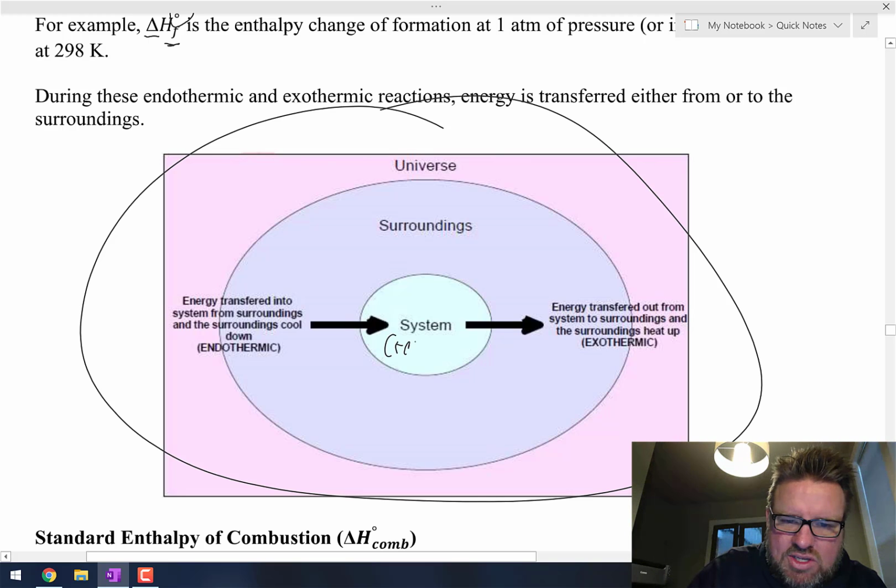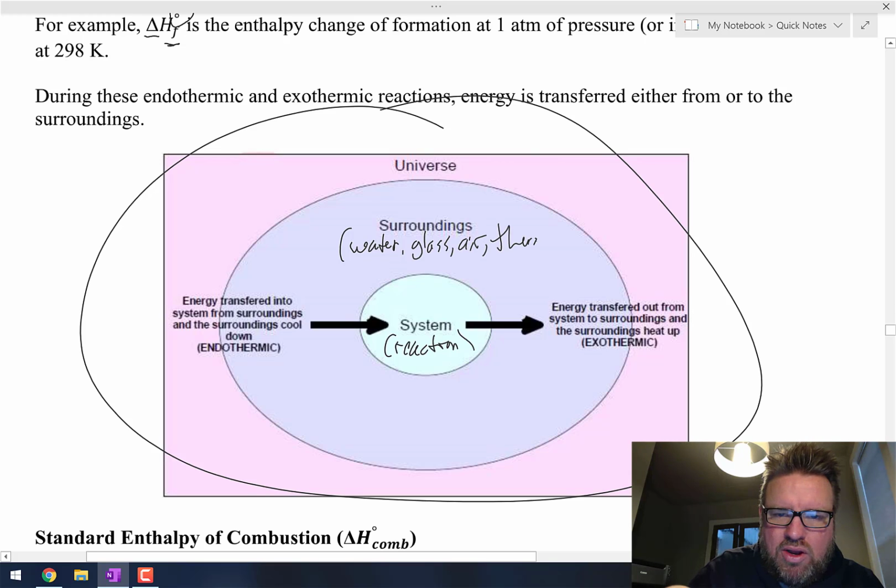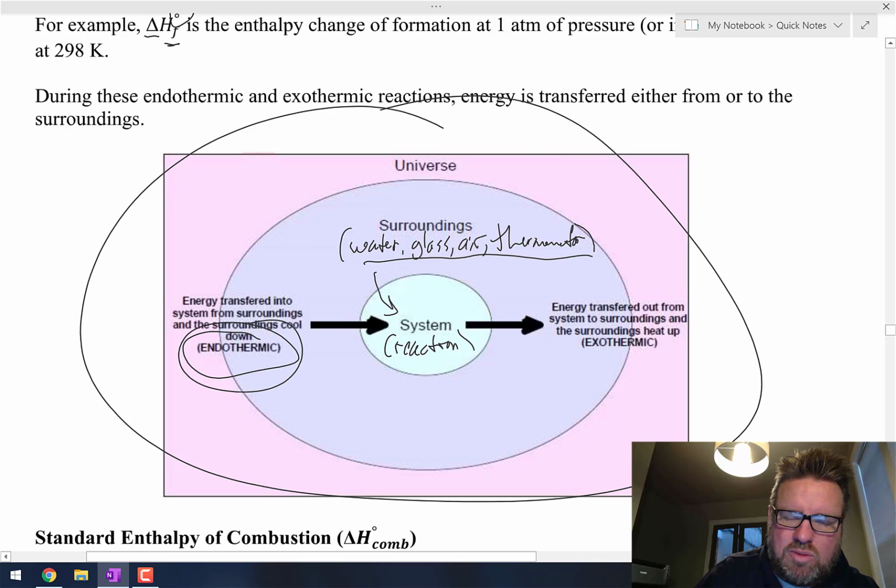Remember, the system is just the reaction itself. The surroundings is everything else around it. The water, glass, air, thermometer, whatever. Anything else that's not directly part of the reaction is part of the surroundings. So when you feel a reaction, it feels cold. That's because it's taking energy from these to go into the reaction. And again, that's an endothermic process.